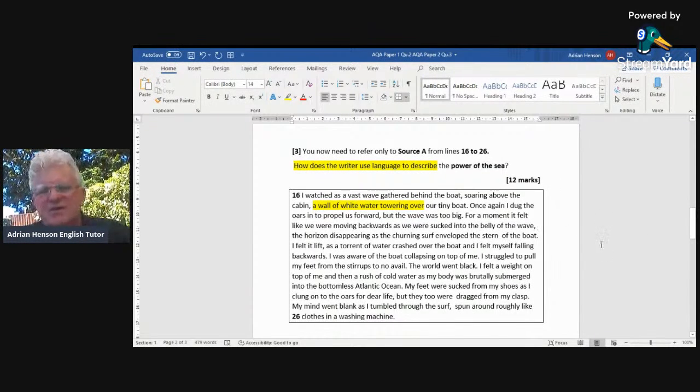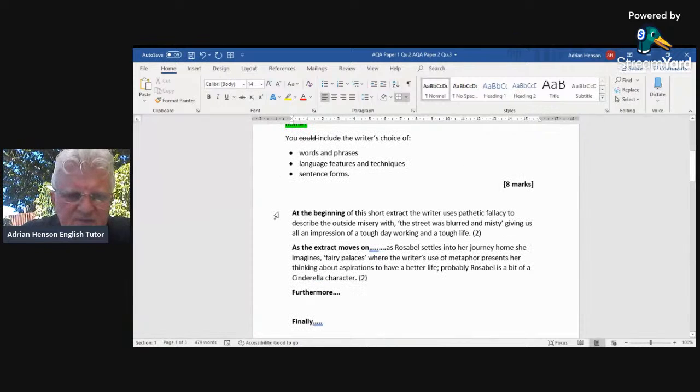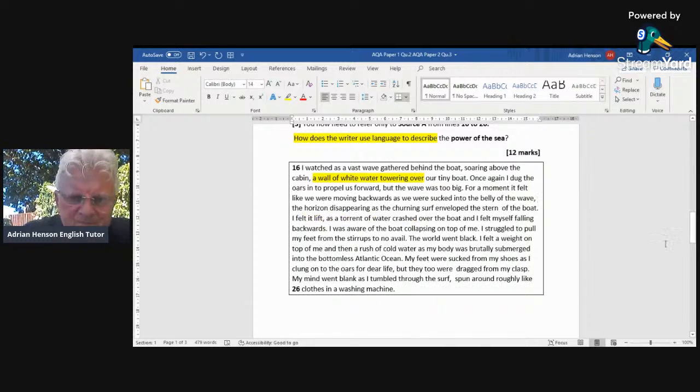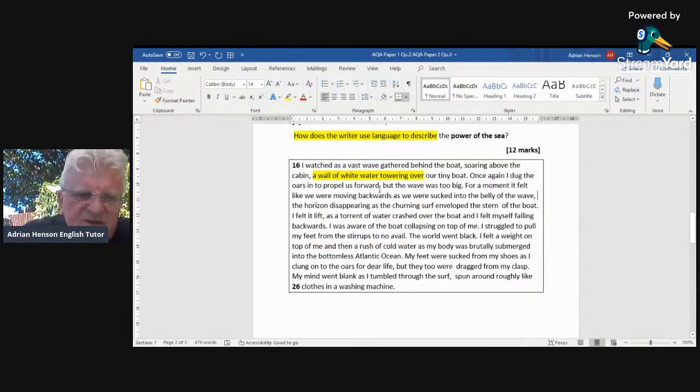Now, if you look at this, this is a 12-mark question. So what you could do is again use the same technique at the beginning as the extract moves on further, but just write a bit more about the impact, like a play on the letter W there, wall of white water, so emphasizing, and then you've got the word towering. But it's also taking the elements of words out. So you could say white water. Well, why not? If it's a wall of water, but white water, what's the difference?